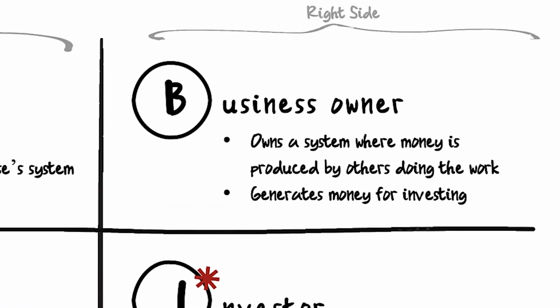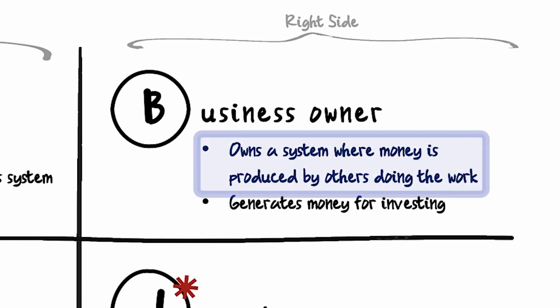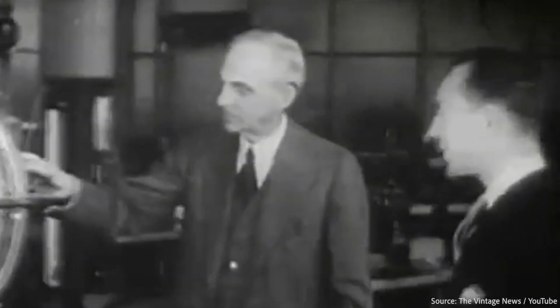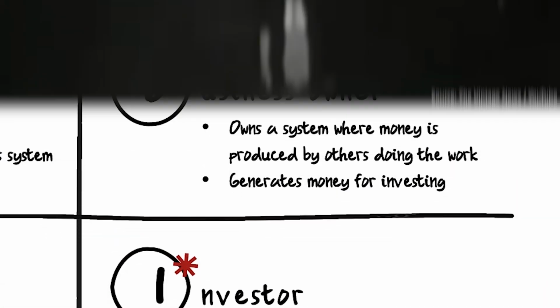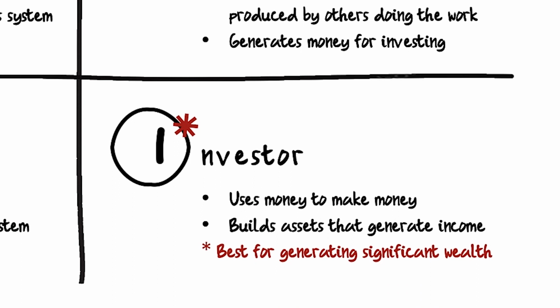The key to success in this S quadrant is to know when to get out and move on to something new. The business owner, or the B quadrant, has a system where other people do the work, like Henry Ford, who surrounded himself with smart people who knew all the answers so that he could concentrate on new ideas. The investor, or the I quadrant, uses money to make money. The opportunity for real wealth lies in the I quadrant.